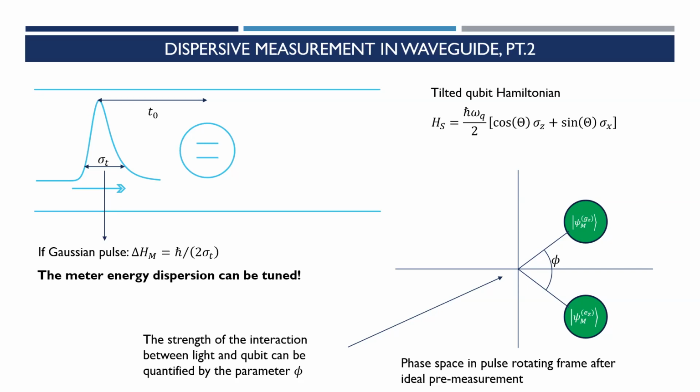And the last parameter is this parameter phi, which can be understood again in the ideal setting. So in the ideal setting, this phi is the separation in phase space between the two output states of the meter: one if the qubit is excited, and one if the qubit was in the ground state. So if phi is 0, these two things are equal and I'm not doing a measurement. If phi is pi, these two things are maximally distant. And if my pulse has enough photons, this is basically a perfect measurement.